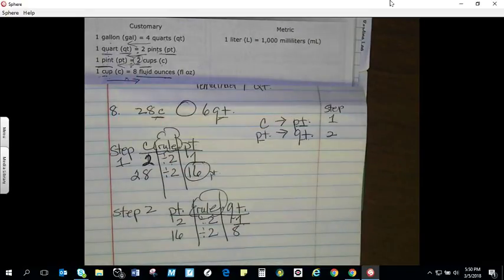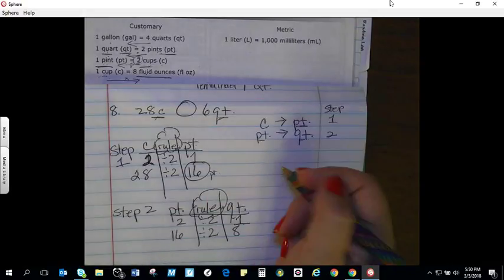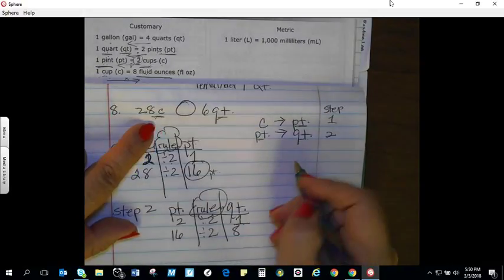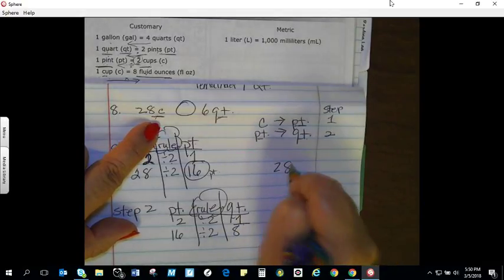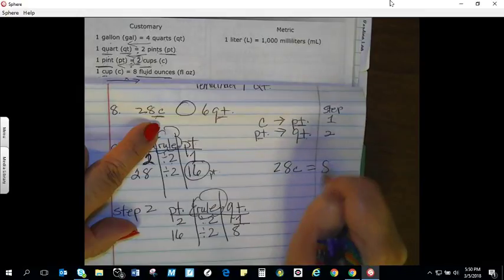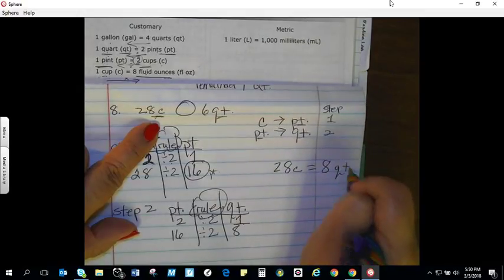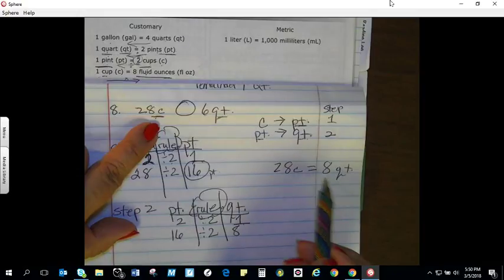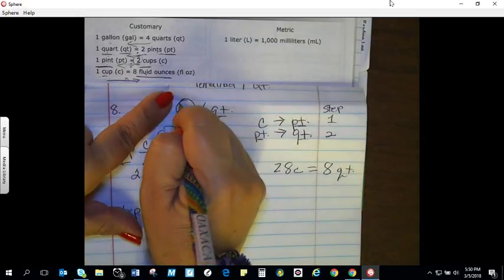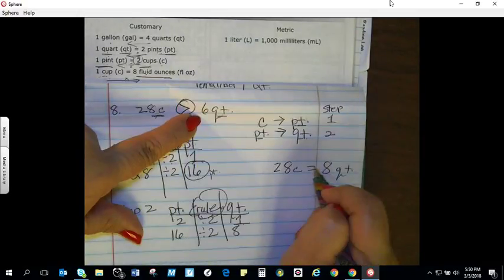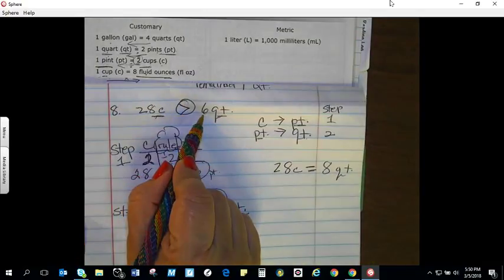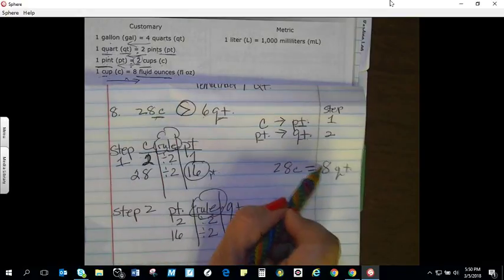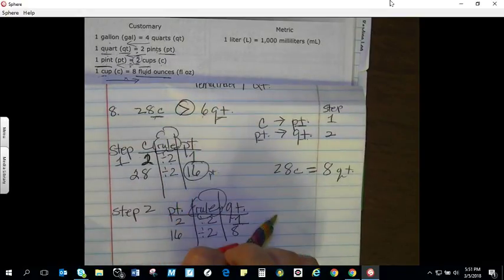So for number 8, which one is greater? Here it says 28 cups is equal to 8 quarts. Which is a true statement then here? Absolutely right. This 28 cups is equal. This is less. It beat it by 2 quarts. This one, it's less than 2 quarts here. Okay?